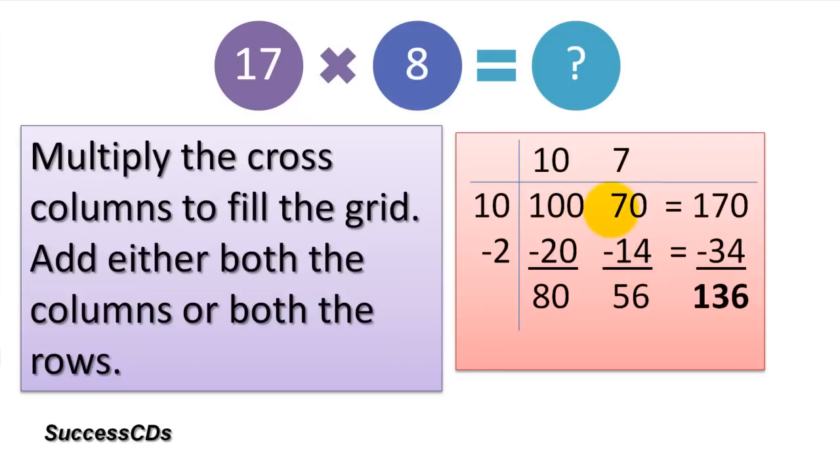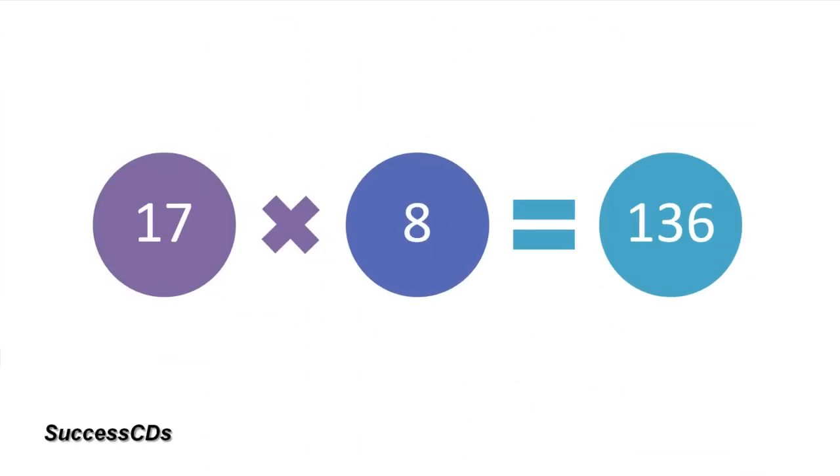Now when you add the rows, 100 plus 70 is equal to 170. Minus 20 minus 14 totals to minus 34. The sum of these gives us the answer as 136. Similarly, when we add the columns, 100 minus 20 is 80. 70 minus 14 is 56 and again it totals to 136. So the product of 17 and 8 is 136.